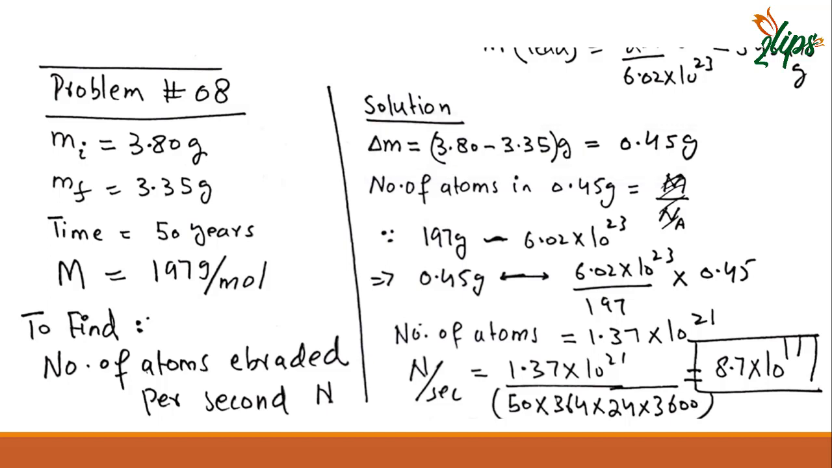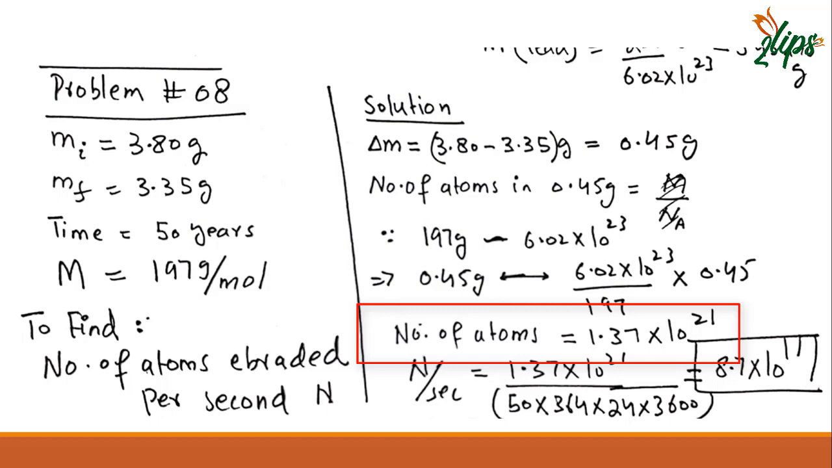Now, by definition of molar mass, 197 gram of gold contains 6.02 times 10 raised to power 23 atoms. So how many atoms are there in 1 gram? I will divide 6.02 times 10 raised to power 23 by 197. And similarly for 0.45 gram, this becomes 6.02 times 10 raised to power 23 divided by 197, multiplied by 0.45. So the number of atoms that has decreased is 1.37 times 10 raised to power 21.